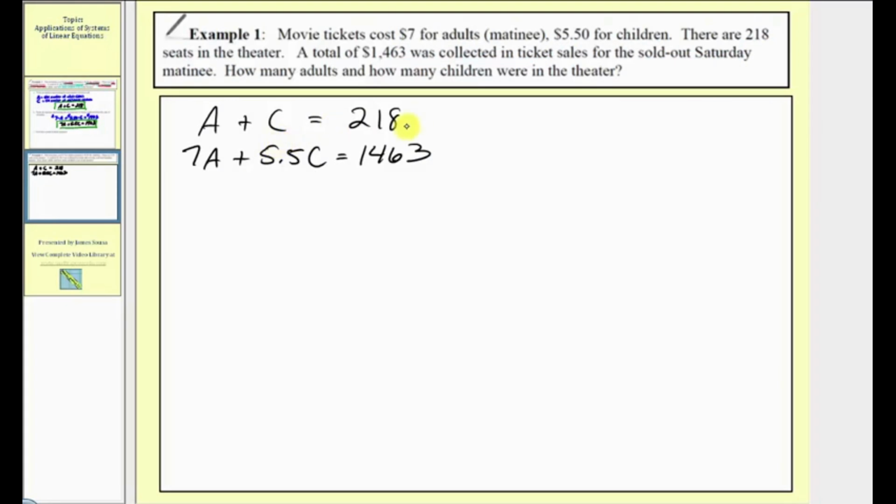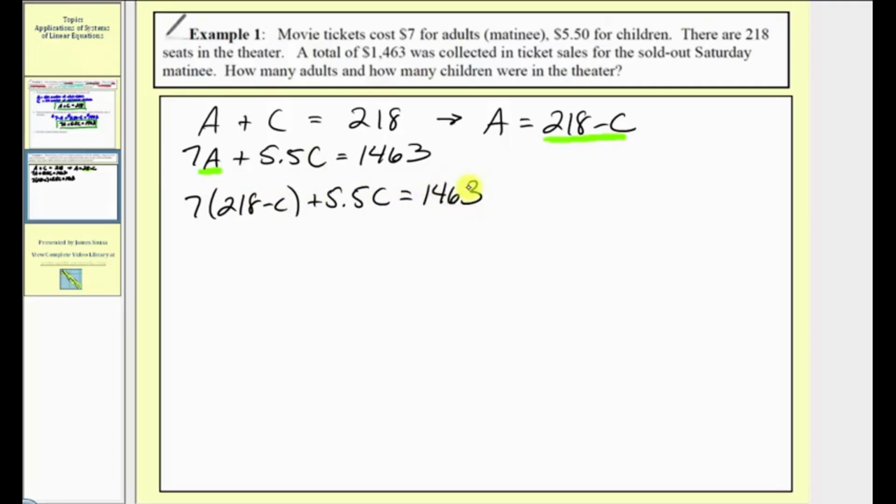To solve this system of equations, we can use addition or substitution. Because we can easily solve this first equation for A or C, let's use substitution. So if we solve this first equation for A, notice that A would be equal to 218 minus C when we subtract C on both sides. Now that we have this first equation solved for A, we'll substitute 218 minus C for A in the second equation. So performing that substitution, we'd have 7 times the quantity 218 minus C plus 5.5C equals 1,463.